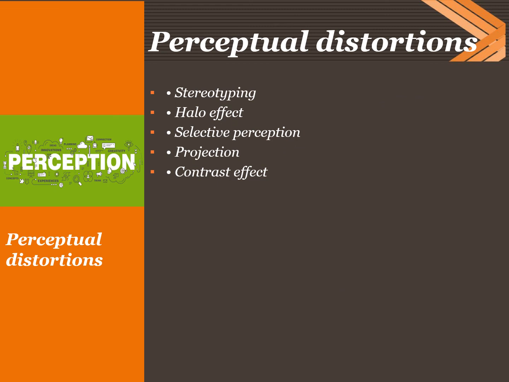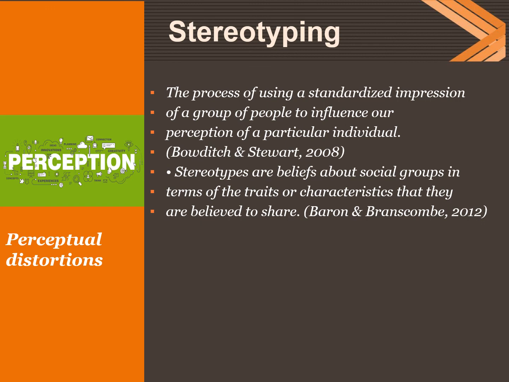So we have here different perceptual distortions. So what are those? We have stereotyping, the halo effect, selective perception, projection, and of course the contrast effect. So stereotyping, of course, is the process of using a standardized impression of a group of people to influence our perception of a particular individual. Stereotypes are beliefs about social groups in terms of traits or characteristics that they are believed to share. So even before that individual can show you his or her true trait, then you already have your own stereotypes.